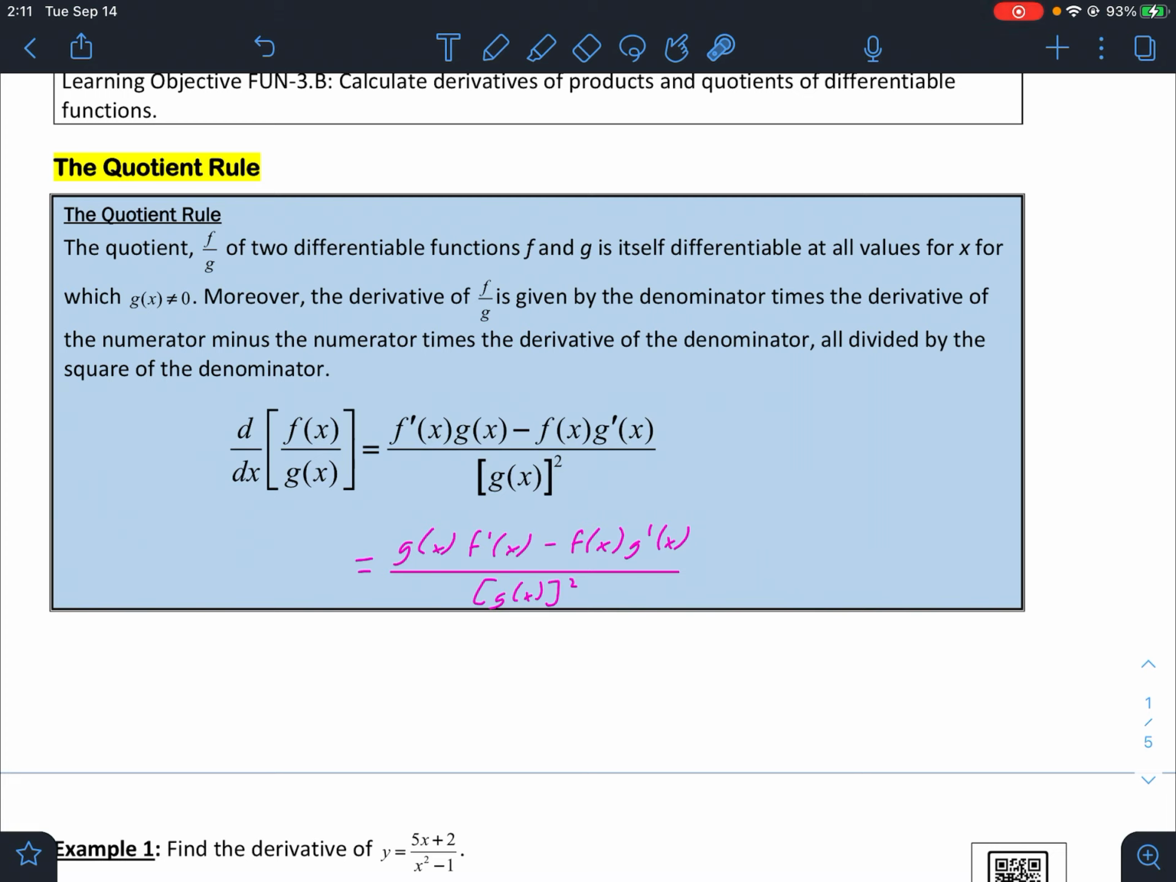So you only want to do this when you have two functions with variables in them, one in the top and one in the bottom, one in the numerator, one in the denominator. And you also can't simplify those. Because if you could simplify them without doing the quotient rule, it'd be a good idea.